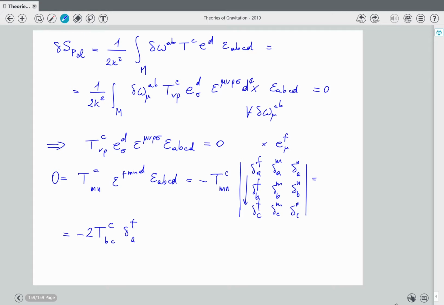Delta B F plus delta F B times something, T C, yes. Delta B F gives delta A M, delta N C, minus the same thing. And the last contribution is minus delta F C, which means T F, delta A M, delta B N, AB, times 2. We get this identity.